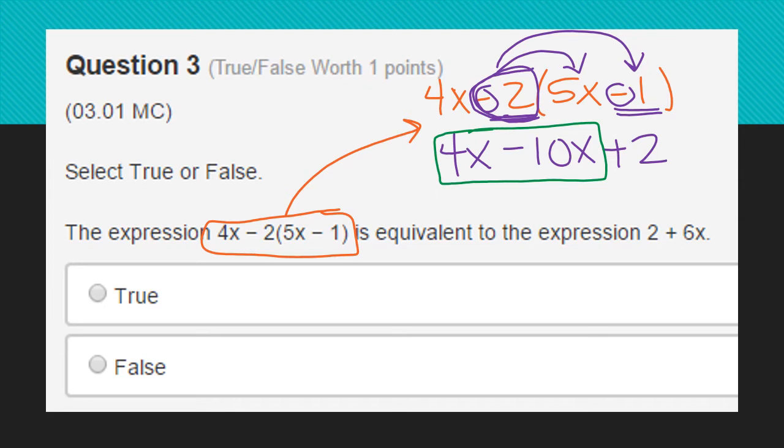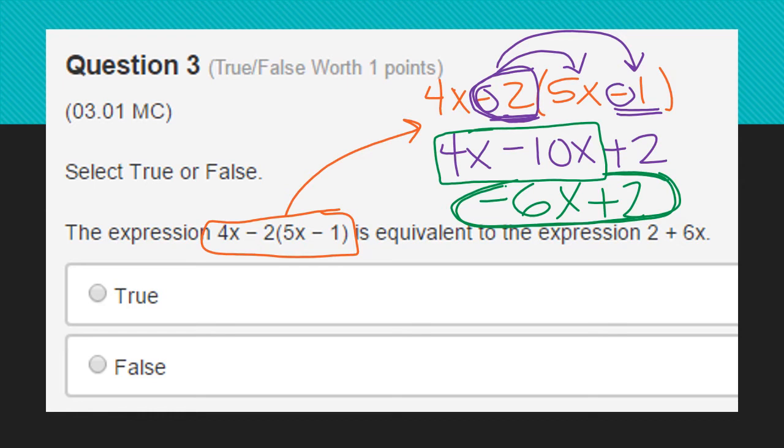Okay, and when we do that, we do 4 minus 10, which gives us negative 6, then we attach our x, and then we can bring the plus 2 down. We cannot combine these two terms. One has an x and one does not, so we cannot combine them.